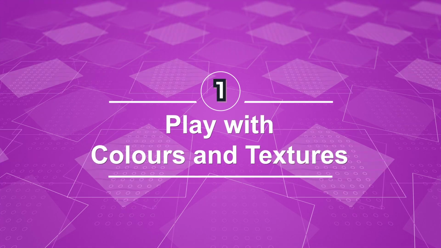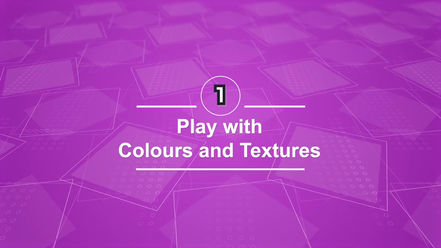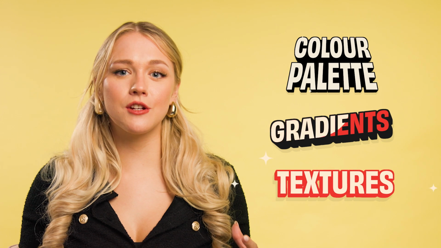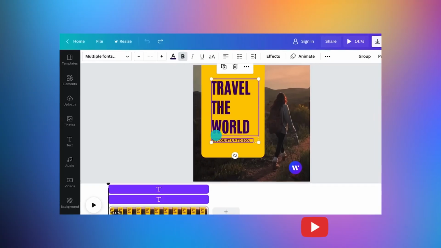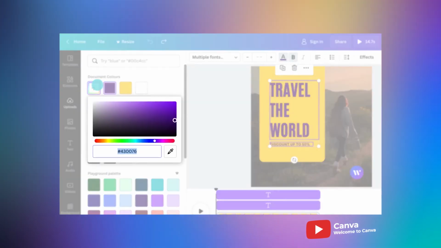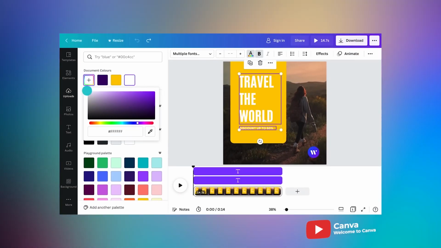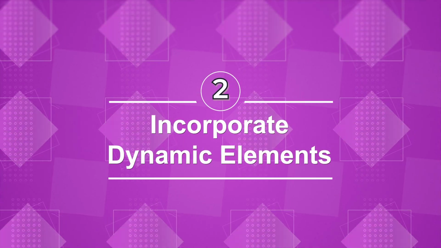Tip 1. Play with colors and textures. Experiment with different color palettes, gradients, and textures to create visual interest and evoke emotion in your audience. Use contrasting colors to make elements pop and draw attention to key parts of the design. Don't be afraid to mix and match colors and textures to create a unique and eye-catching look that reflects your brand's personality.